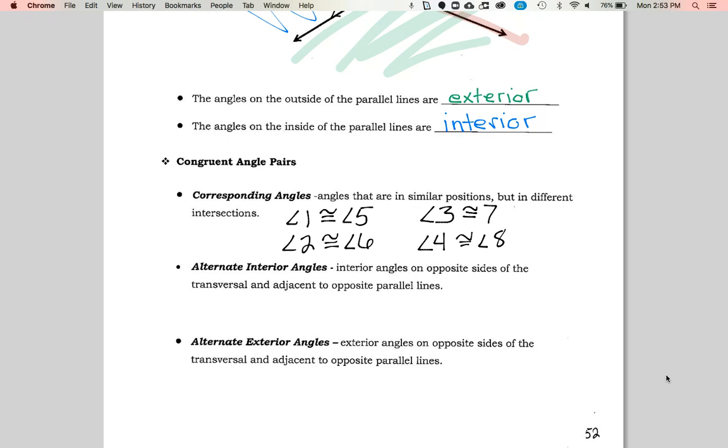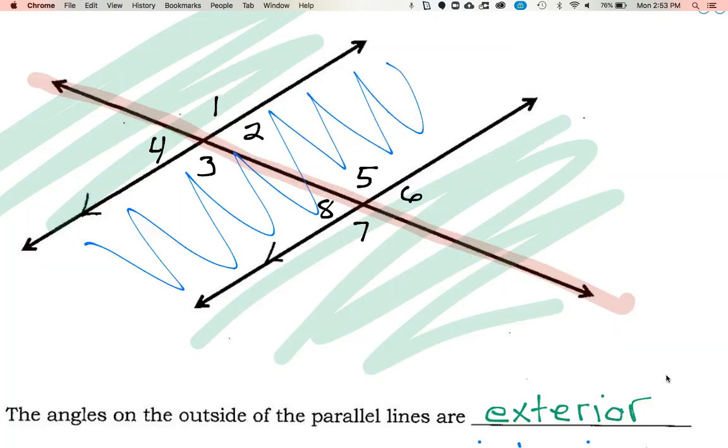Some other properties that show up are when we look at the alternate interior angles. So we know the interior are in the blue. Alternate means that it's going to crisscross the side of the bridge. So 2 over to 8. So it switches sides of the river and it switches sides of the bridge. So it crisscrosses 2 and 8, 3 and 5.